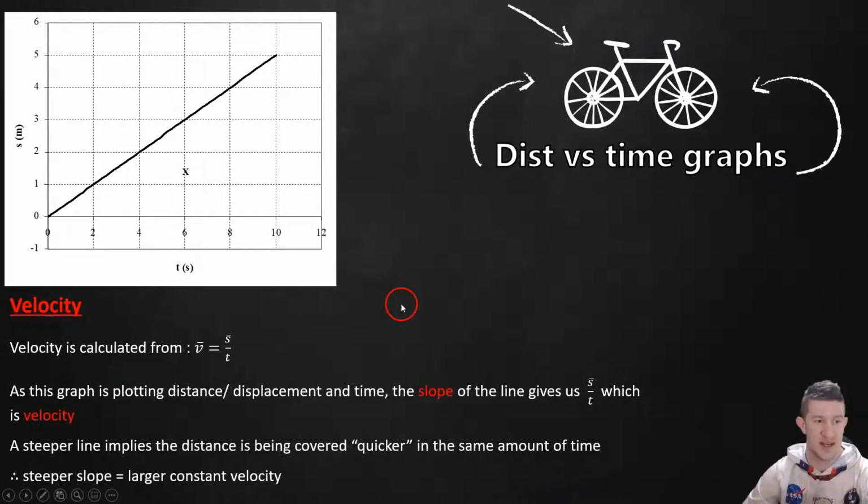Now if we look at velocity, given that velocity is distance divided by time, or displacement divided by time to be more specific, the graph is plotting a distance, or a displacement if you will, over a time. So if we think about the slope of the graph, the rise over the run, that gives us distance over time. And that is what the velocity is. So a steeper line gives us a steeper slope. That implies that we're covering a distance in a shorter period of time, so we must be moving faster. Consequently, a much gentler slope means it's taking a very long amount of time just to cover a short distance, so we're moving very slowly.